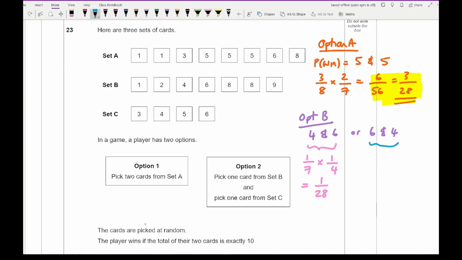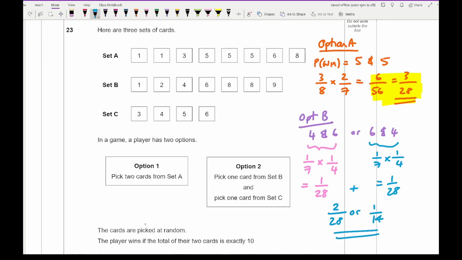So for this one here, a 6, well there's only one 6, so that's going to be 1 over 7 multiplied by 1 over 4, and that again comes up to 1 over 28. Now "or" in probability means plus, so that then is going to be 2 over 28 or 1 over 14.